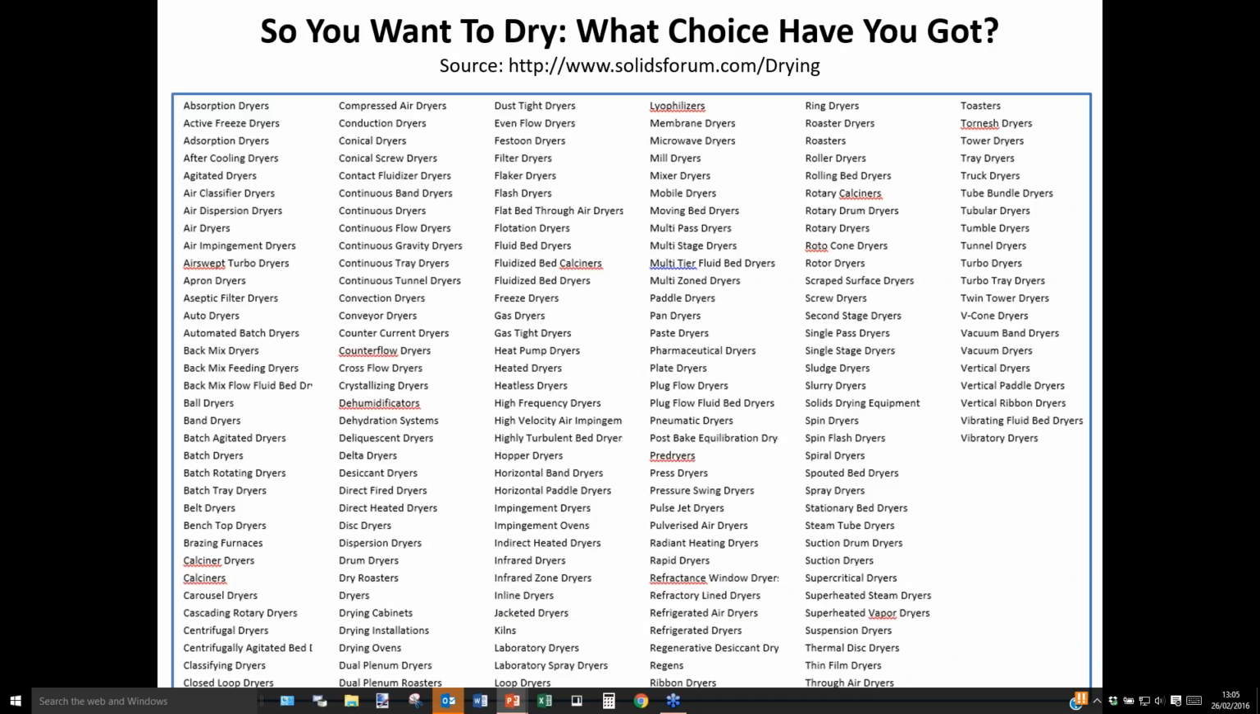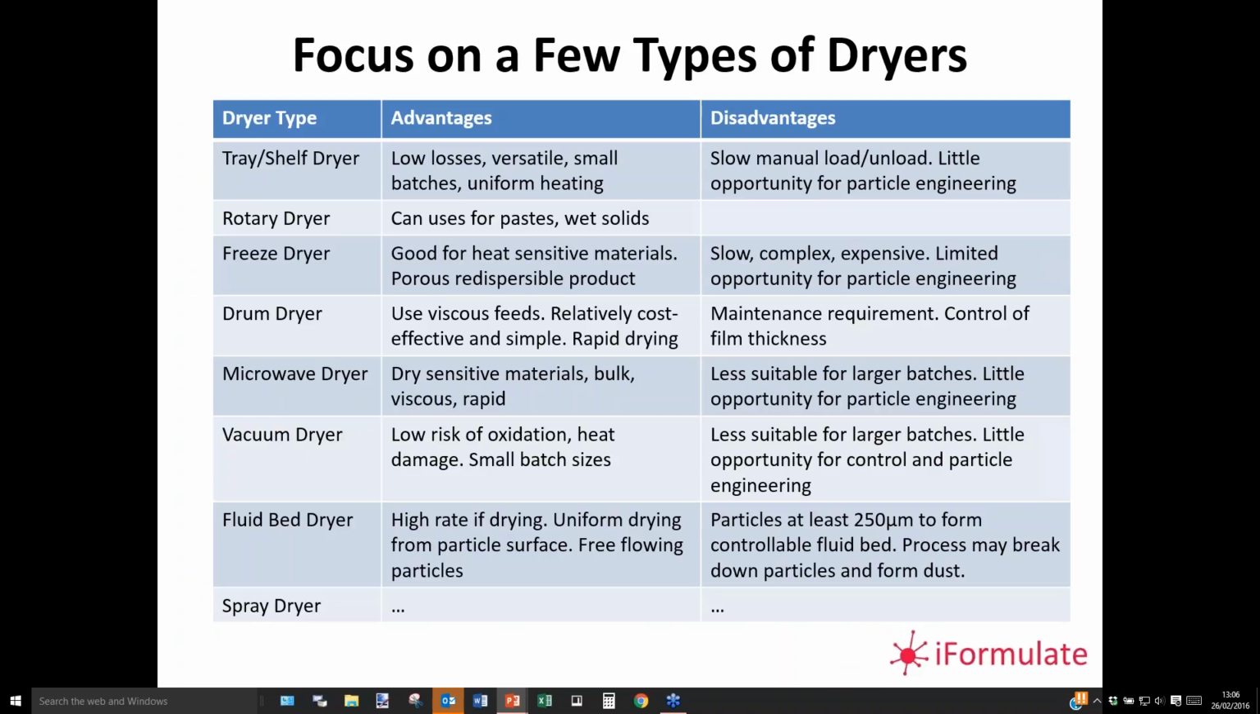When it comes to choosing a drying method, you'll find that you have a huge amount of choice. This list of 190, believe it or not, types of dryers comes from a website called Solids Forum. It shows how creative engineers can be in this industry. Fortunately, we won't be going through each of these today, so let's look at just a few of the more common types.